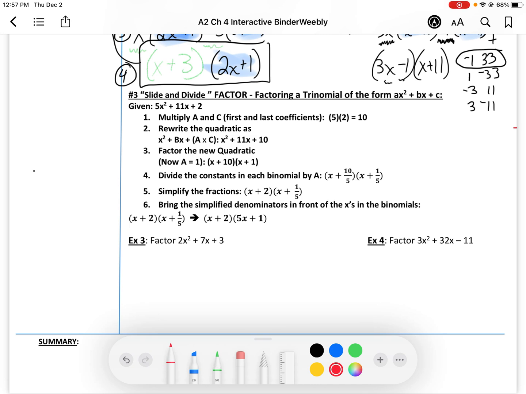So here are the steps, and they give you an example with it. But so multiply a and c together, like here they did 5 times 2. So multiply a and c together. That's going to be 2 times 3, which is 6.